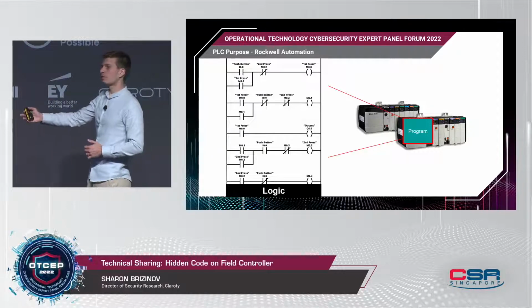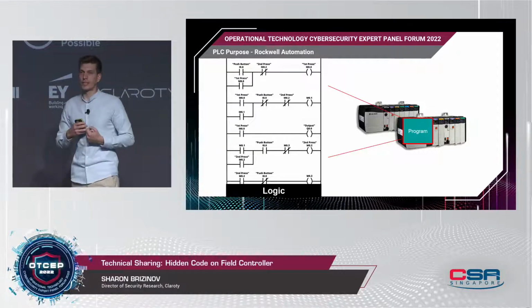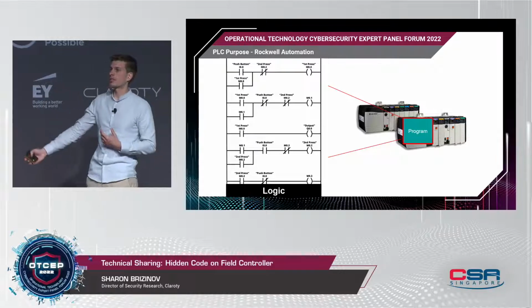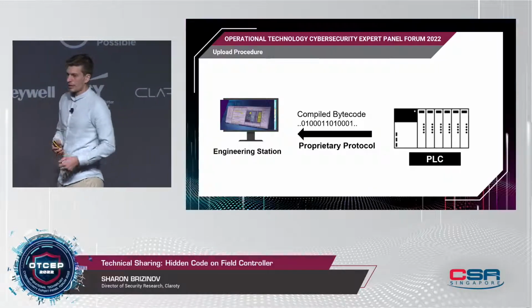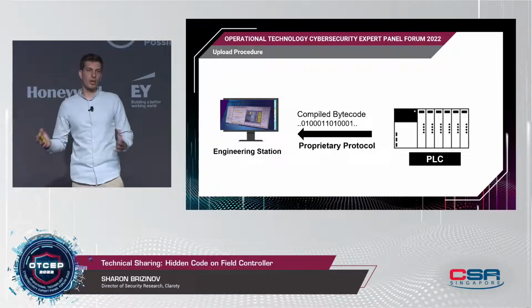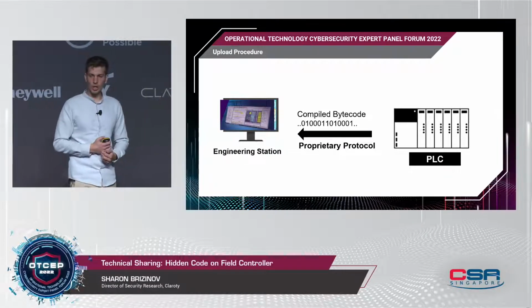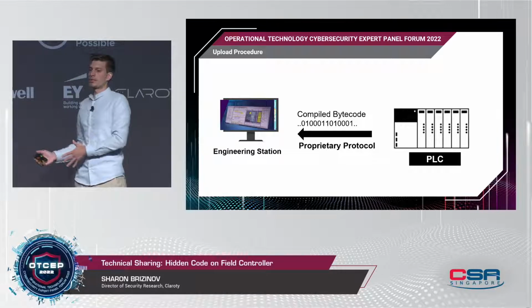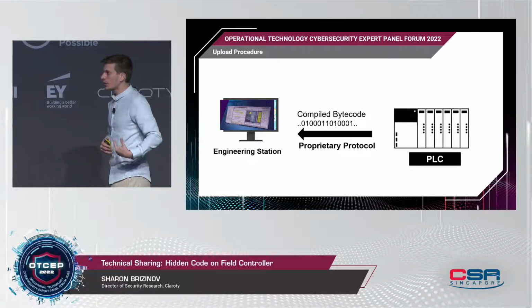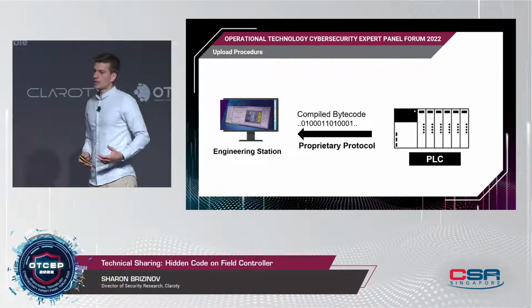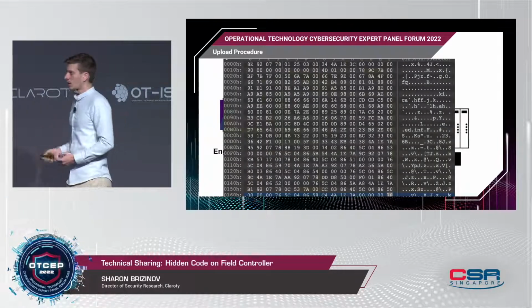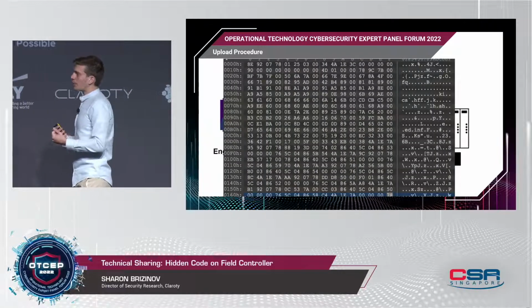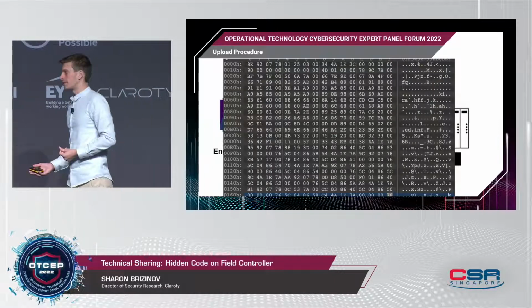Now, this is a download procedure, so we're transferring to the PLC. But what happens if you want to take back the code from the PLC? So I want to see what's running on the PLC. That's why we have the upload procedure. In the upload procedure, it's exactly the opposite. So the bytecode from the PLC will be pulled to the engineering station, and we will get our code. We will see the code in the engineering station, right? So if we pull the bytecode from the PLC, this is what we will see.